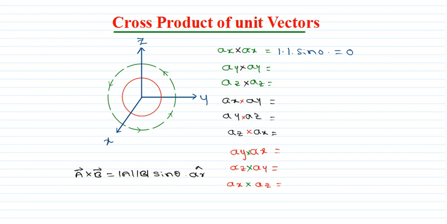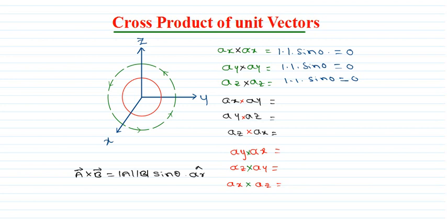The same thing for ay cross ay: 1 into 1 into sine 0, which is equal to 0. So here az cross az is equal to 1 into 1 into sine 0, which is equal to 0.